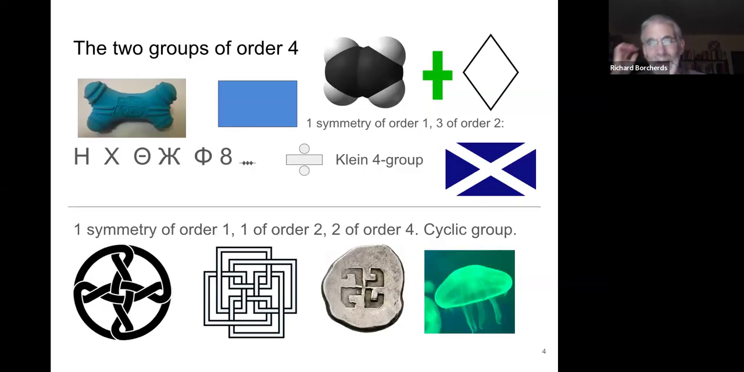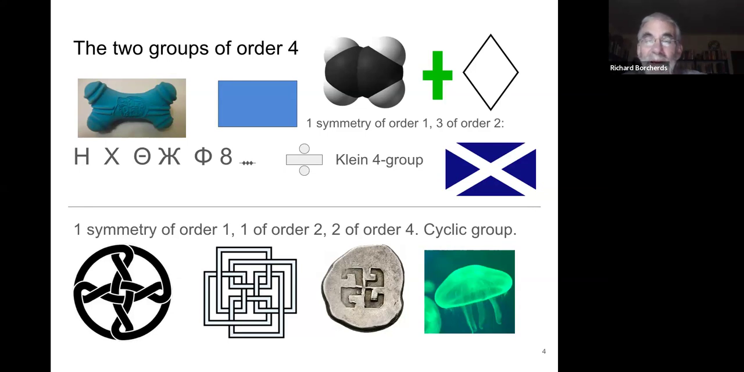What we want to do is to classify all possible groups, and we classify them in terms of their order. For instance, there are 2 different groups of order 4. On the top half of this slide, I have a lot of objects, and the symmetry groups of these are all really the same. The objects look different, but the symmetry groups are essentially the same in some sense. There's one symmetry of order 1 where you just do nothing, and 3 symmetries of order 2. When you say a symmetry is of order 2, it means if you repeat that symmetry twice, you get back to where you started.